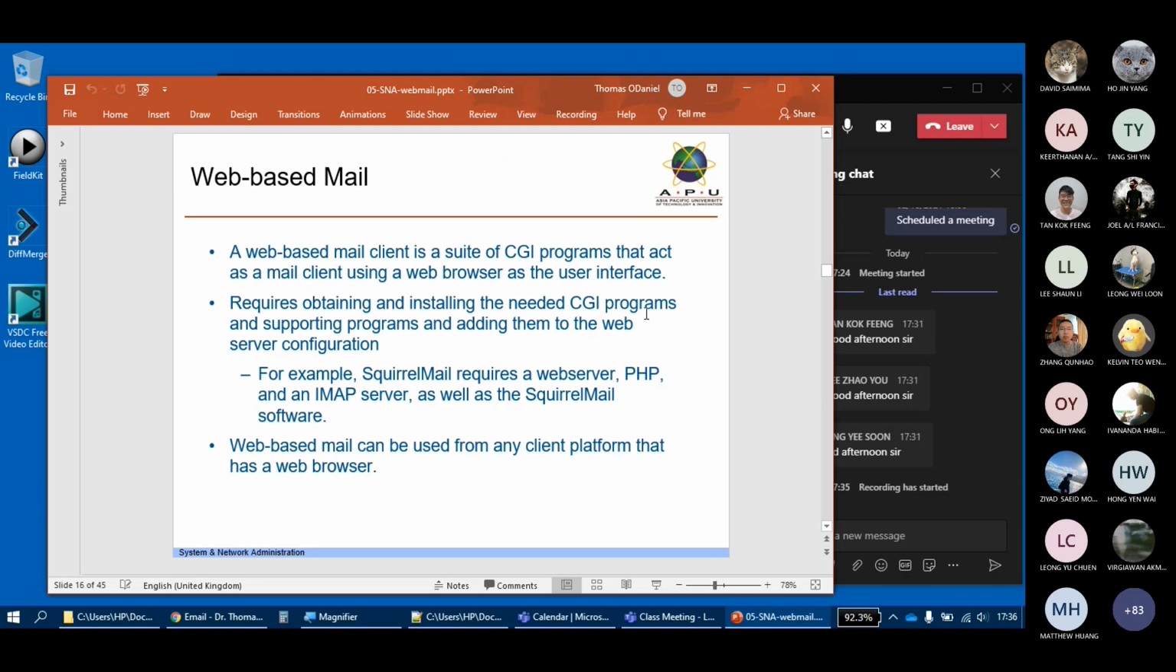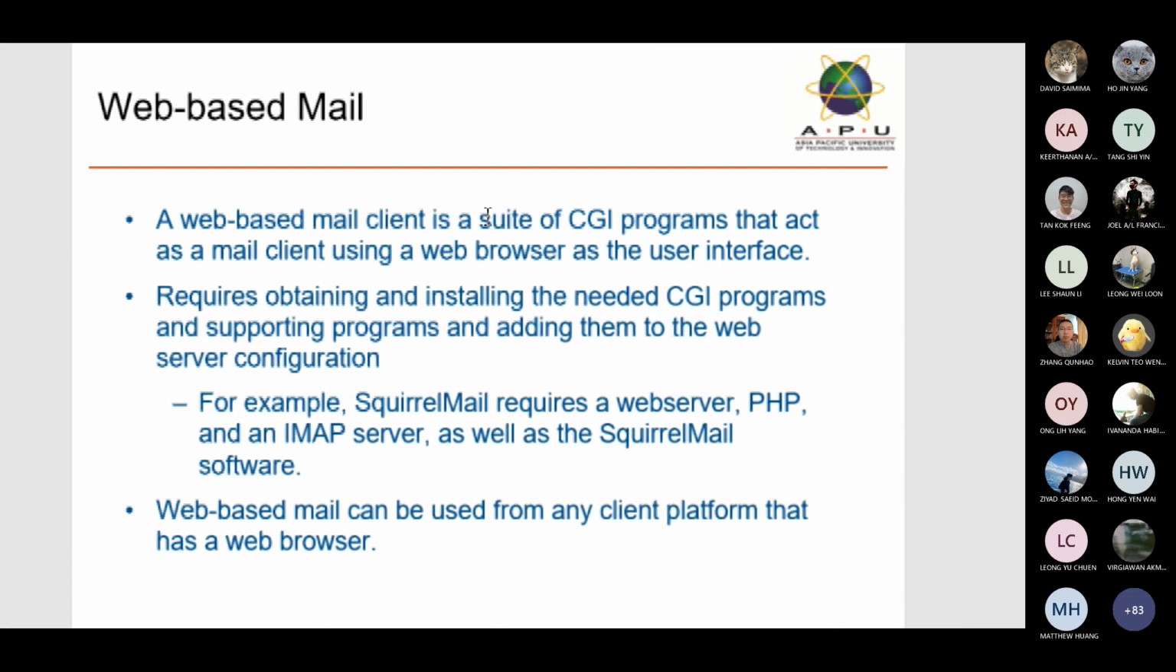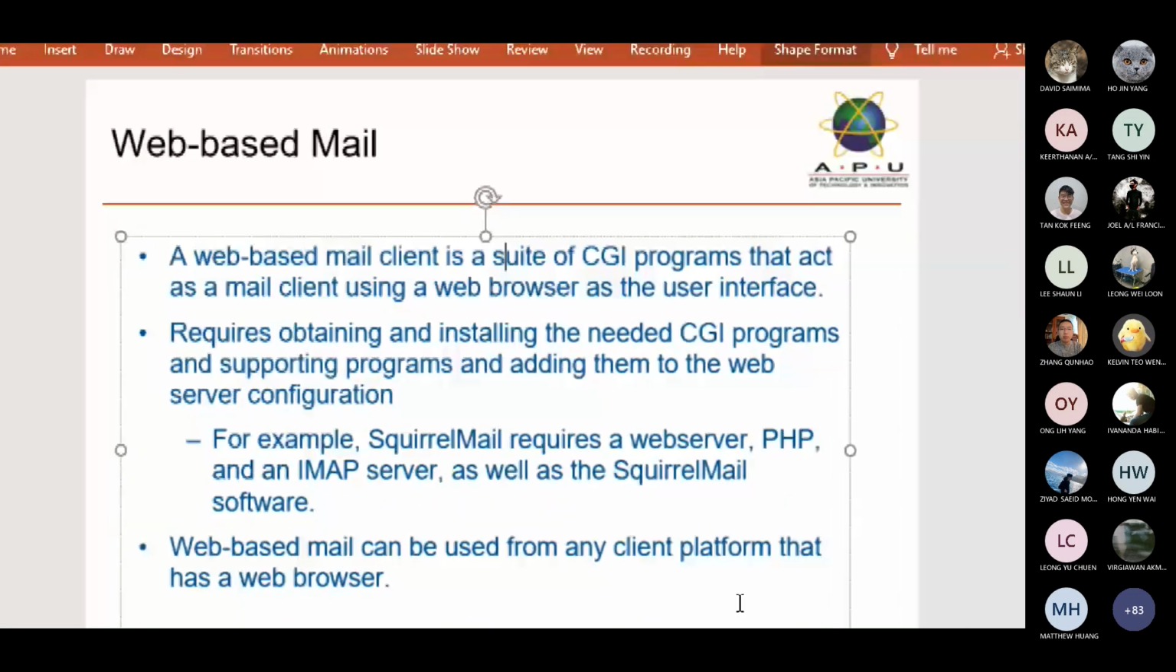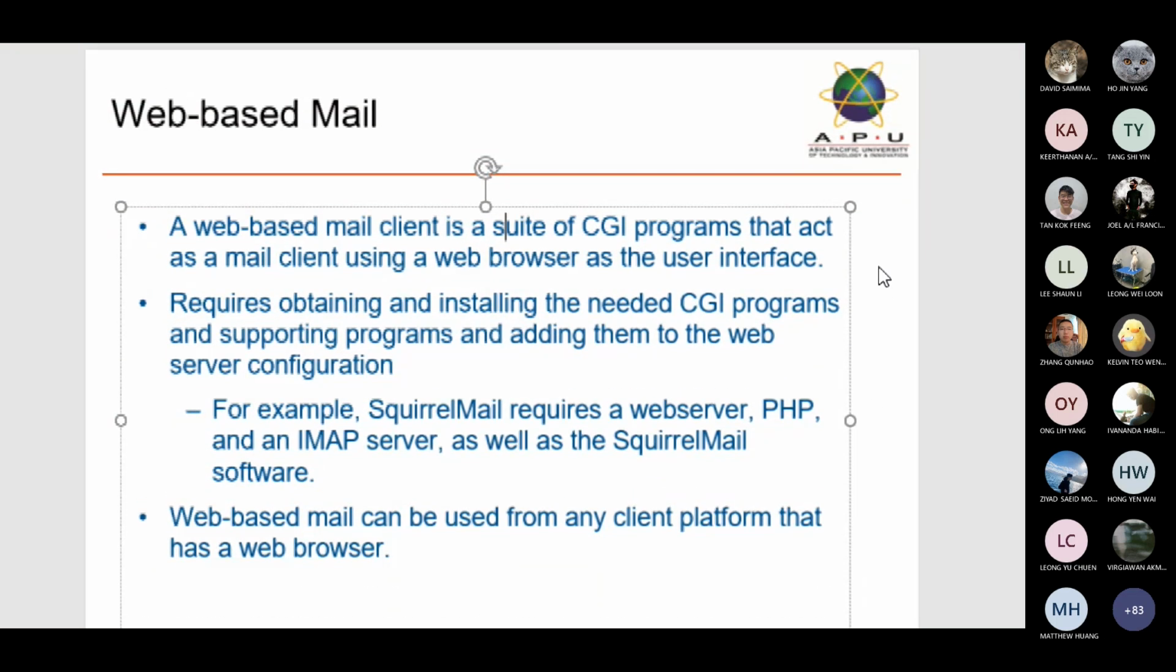Web-based mail, though, is a suite of CGI programs, whatever that means, that act as a mail client, our mail user agent, using a web browser to put up the graphical user interface. And that means we need to get some code that we can execute. And the code that we have is called Squirrel Mail.